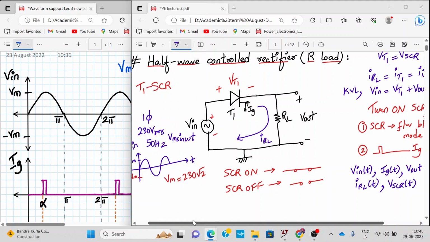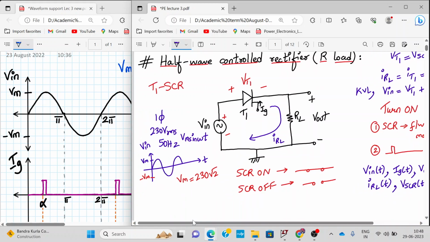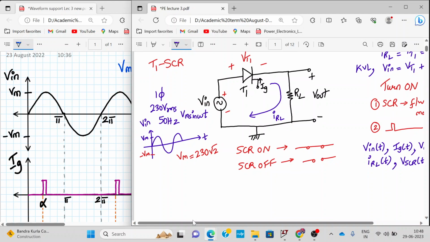So SCR will turn on. There are two conditions to be satisfied, right? SCR should be in the forward blocking mode. SCR is in the forward blocking mode during the entire positive half cycle. All right, so let us start writing over here. So we can say the first cycle is from t equal to 0 to alpha. Okay, so from 0 to alpha, what do we see? Alpha is the instant at which the gate trigger pulse is applied.